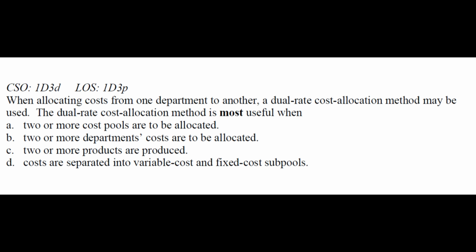D. Costs are separated into variable cost and fixed cost subpools. Correct. The dual rate method is specifically designed for situations where variable costs are allocated based on actual usage. Fixed costs are allocated based on budgeted capacity or usage. This separation improves fairness and cost control. Correct answer. D. The dual rate cost allocation method is most useful when costs can be clearly divided into fixed and variable components, allowing each to be allocated using the most appropriate and economically meaningful basis.